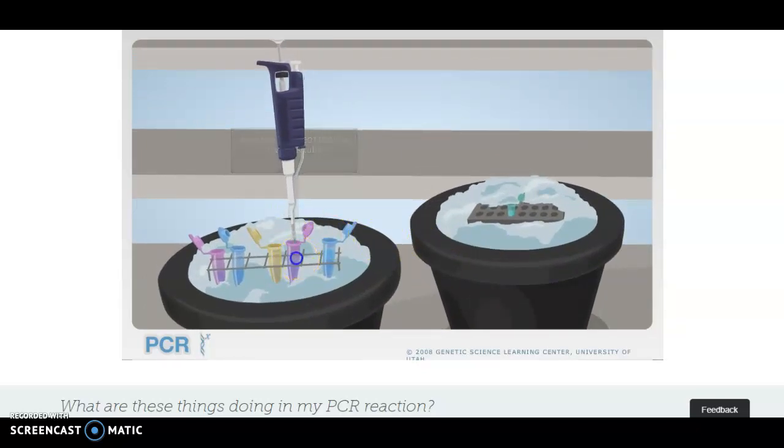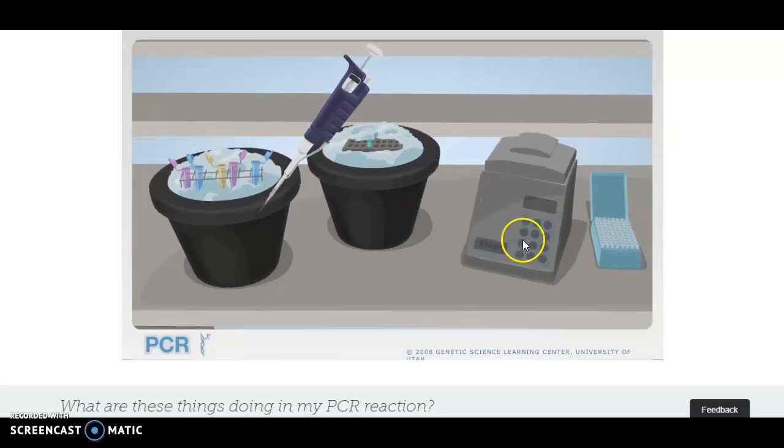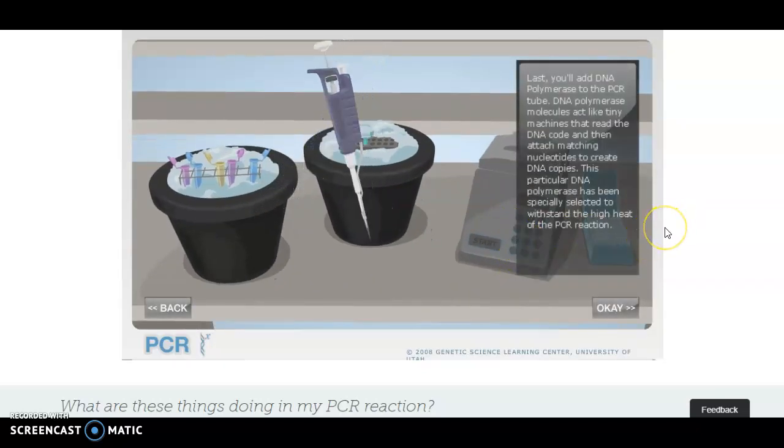Let's grab our nucleotides right here, plunger down into the PCR tube. Alrighty, lastly we need DNA polymerase to be added to the PCR tube. Remember, DNA polymerase acts like a tiny little machine that reads the DNA code and then adds matching nucleotides to create DNA copies. This particular DNA polymerase is able to withstand high heat because remember, our thermocycler, which we're going to get into in a minute, is going to raise the heat by a lot and then lower it in order to do some different things we're going to talk about.